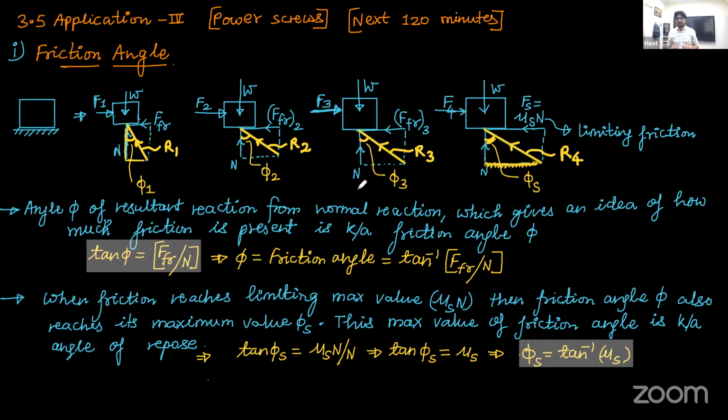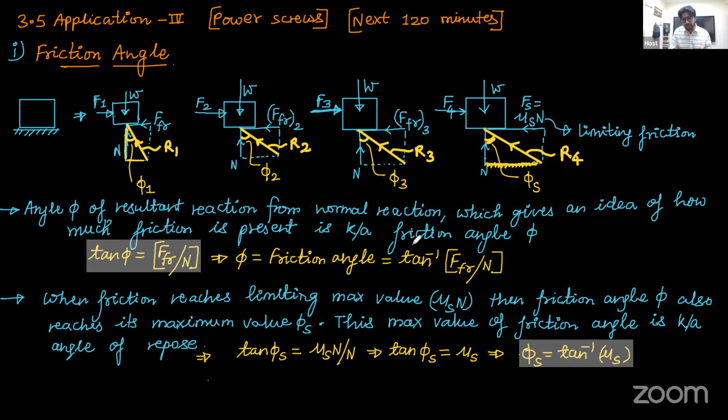If the angle of the resultant reaction becomes more, we notice a correlation: when the friction force is less, this angle is less. Friction force became more, this angle became more. Friction force became even more, this angle became even more. Friction force became maximum, this angle also became maximum. So the angle of the resultant reaction from the normal reaction gives you an idea of how much friction is present.